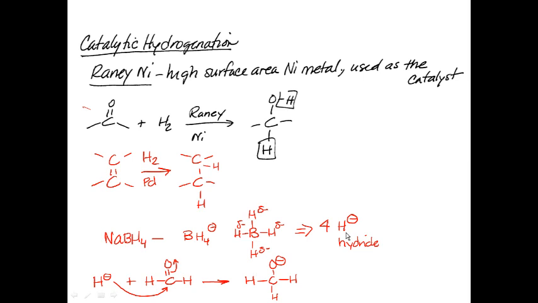I've got to avoid water in the presence of the hydride because it'll deprotonate it. After the reaction's over, I'm going to add H plus, H2O, and now form my alcohol. So if I want to reduce a carbonyl only, I'm going to use a hydride as the reagent, because it'll attack the carbonyl in exactly the same way as a Grignard did.